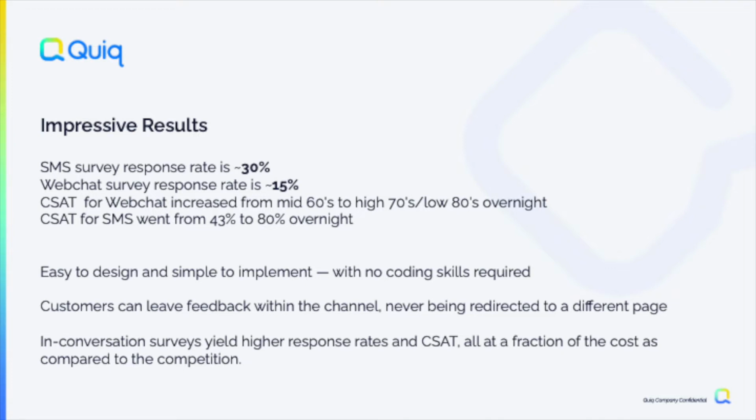And when you have a response rate that high, well, now you're getting to your CSAT results immediately. And they're even increasing. Overnight, one of our customers went from being in the mid 60s to the high 70s, low 80s, and also SMS jumping from 43% to 80%. Why is this happening? Well, remember, we made this easy for you to implement a survey. No coding is required, but we made it really easy and really quick, pun intended, for the customers to be able to respond quickly as well.